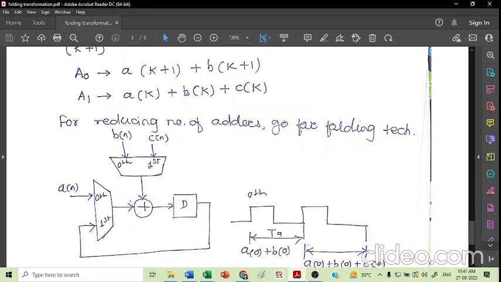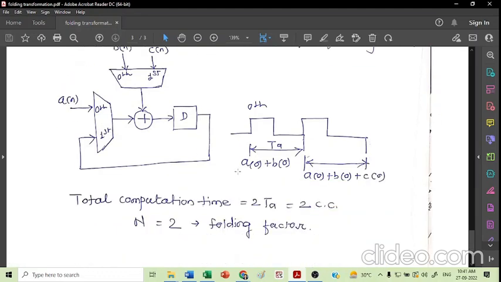So A0 and B0 will get added, and then it goes to the delay element. The output of the delay element is A0 plus B0, and this output will be fed back to the input of this multiplexer, and at the first clock cycle we'll get A0 plus B0 plus this C0. This is the first clock cycle, if we say the 0th is the first.